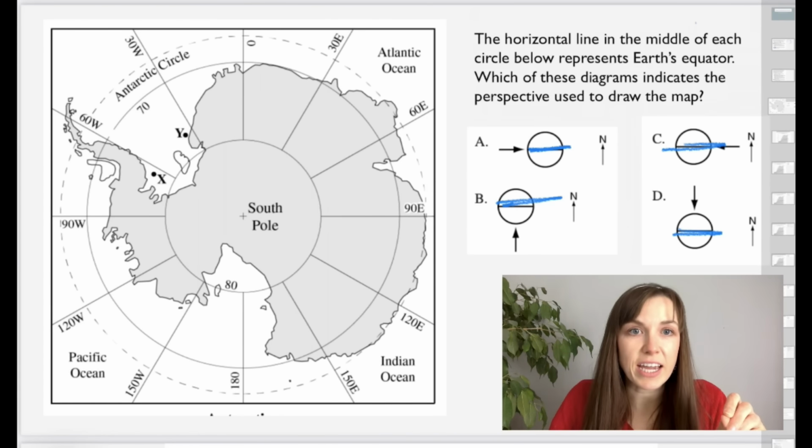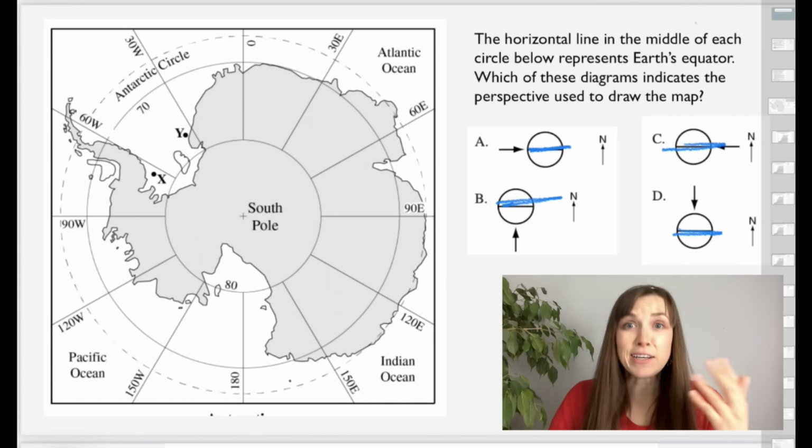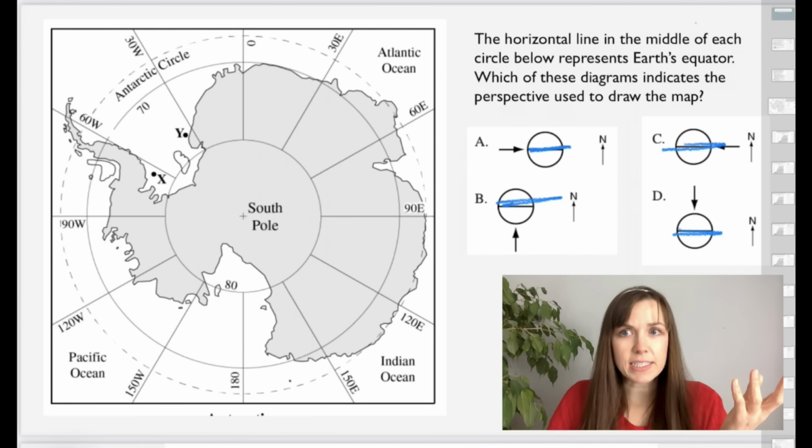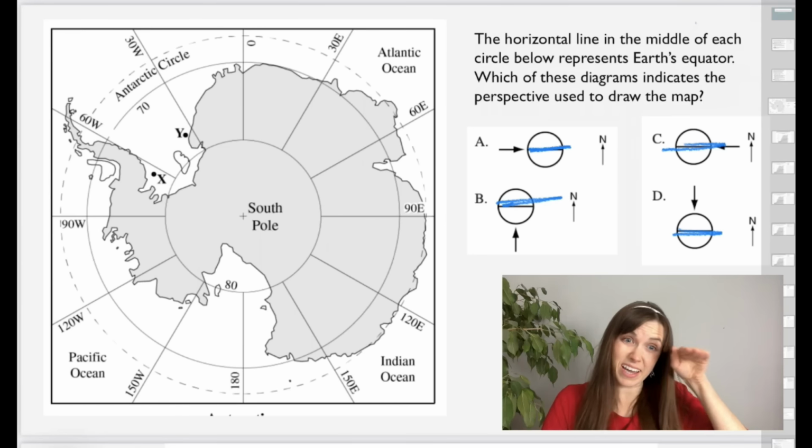So which of these diagrams indicates the perspective used to draw the map? Okay, now I know and you know that Antarctica is at the bottom of the world, right? So if it's at the bottom of the world, are we going to look like A has us looking from the side perspective?